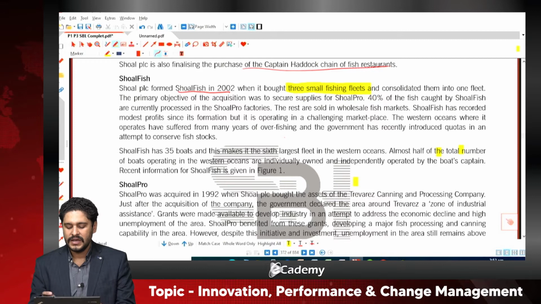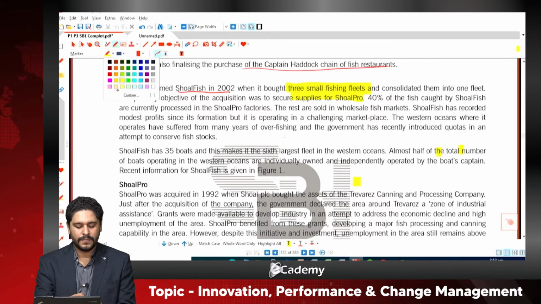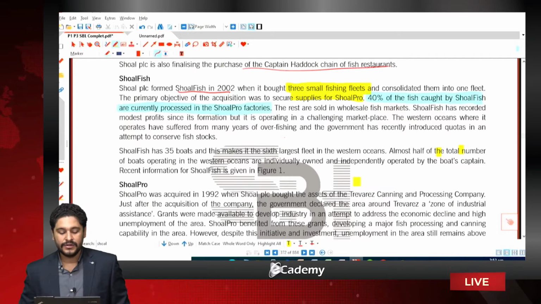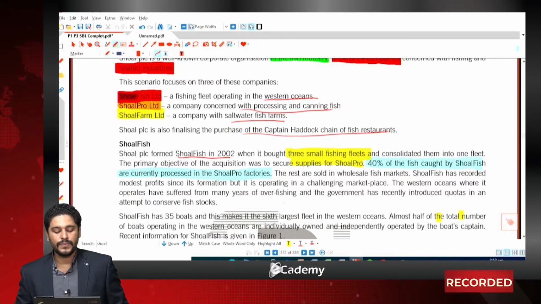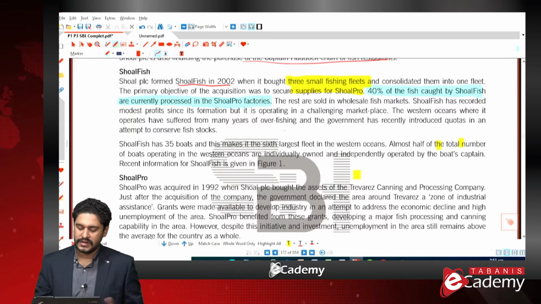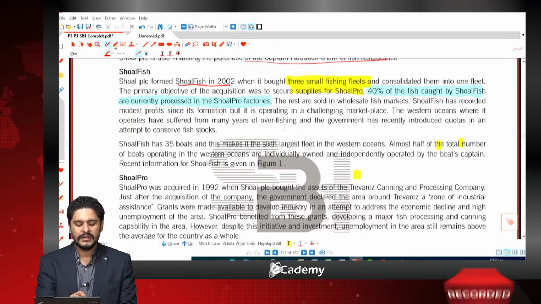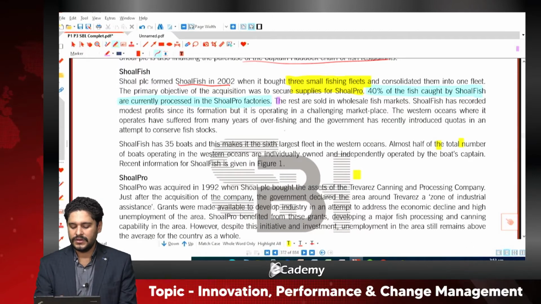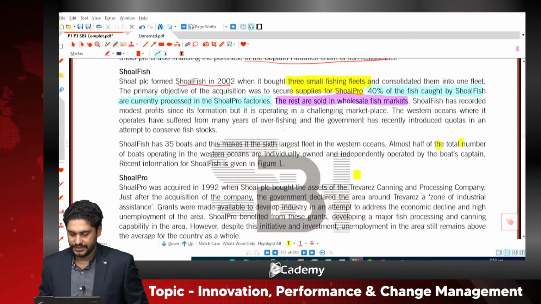This means that around 40% of the fish that we are obtaining right now is being processed in the Shoal Pro factory, and you need to know this very well. Shoal Pro factory does the processing and the canning of the fish. The rest are sold in the wholesale fish market. Okay, so the rest are sold. This means that around 60% is being sold in the wholesale fish market.